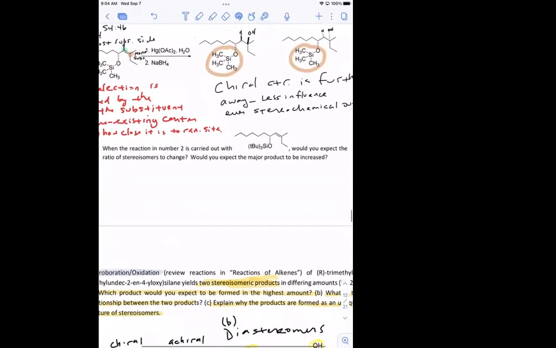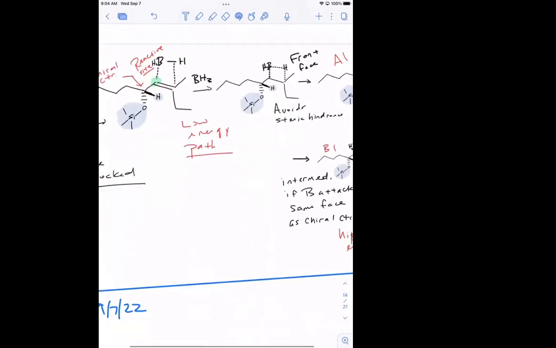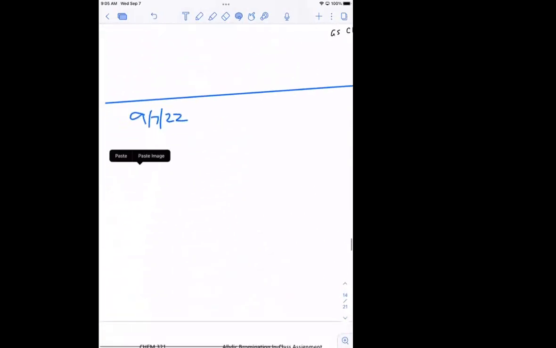In other words, you start out with a chiral molecule and then you react it with something that's achiral to get an unequal mixture of stereoisomers. All right, so we're gonna finish out this concept and then we'll start something else. So let me paste this down here.